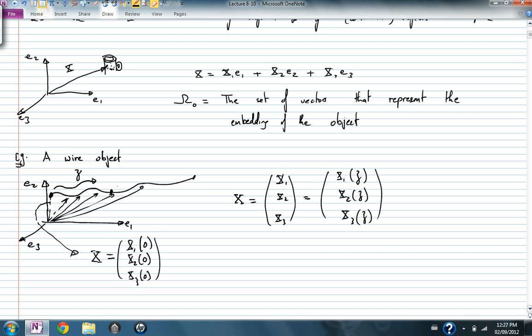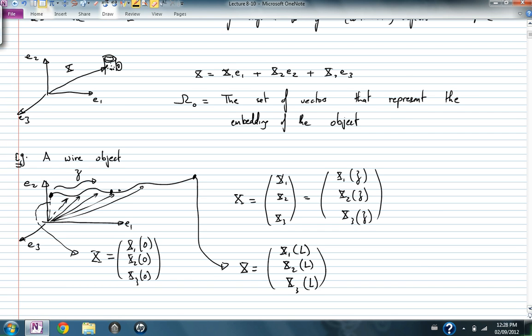The middle one, for example, will be a function of, or let's start with the end point. The end point will be a function of x1 of xc equal L, x2 of xc equal L, x3 of xc equal L, and so on. The middle point will be a function, for example, of xc equal to L over 2.